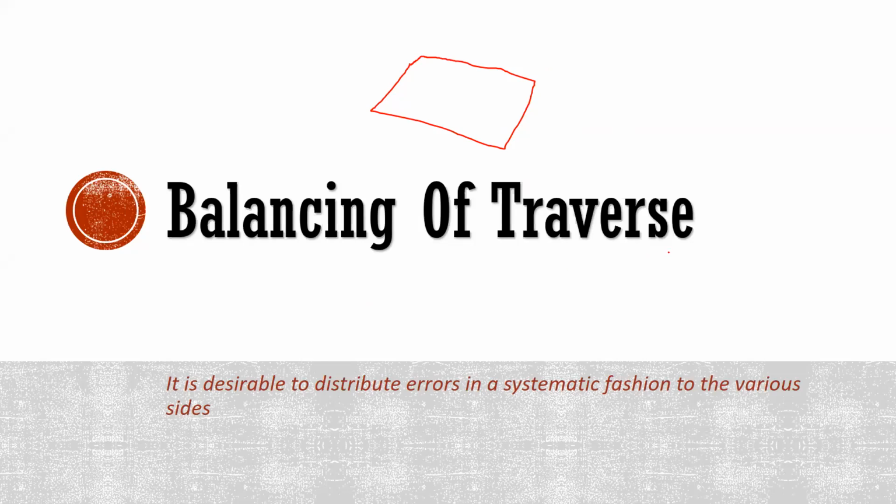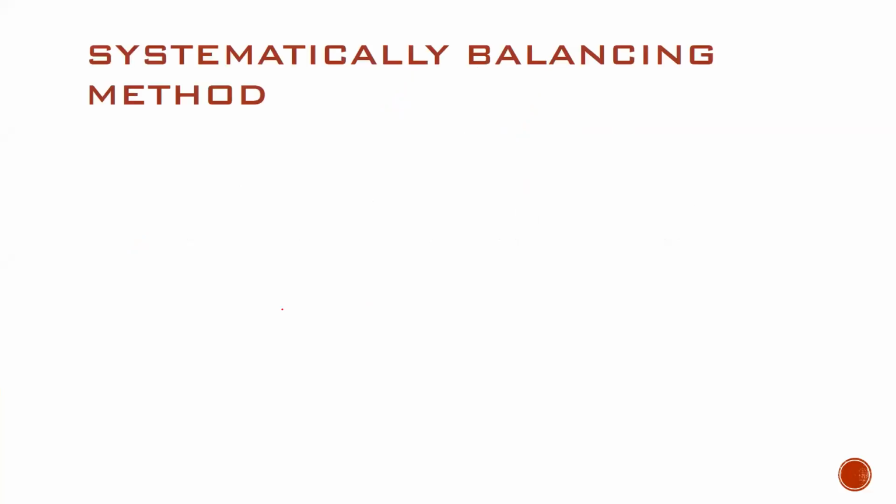Okay, so balancing of traverse. It is said in surveying, or we have a principle in surveying, that it is desirable to distribute errors in a systematic fashion to various sides. In a systematic way, we need to distribute that error in latitude and error in departure. So in systematically balancing method, we have two methods.